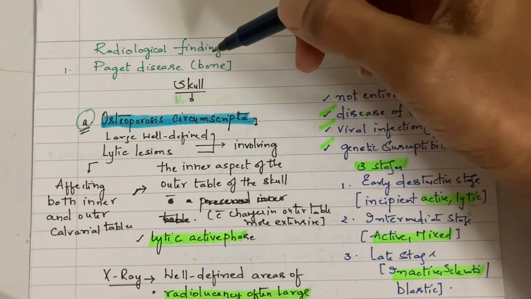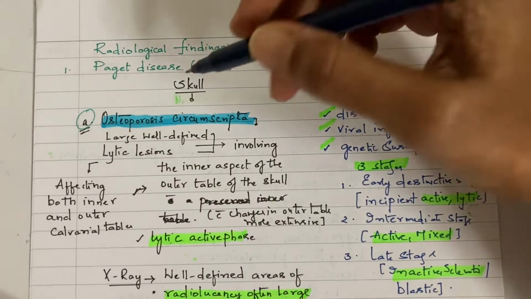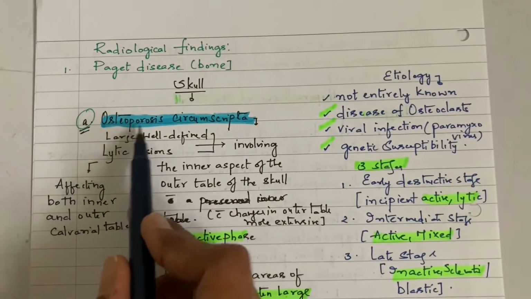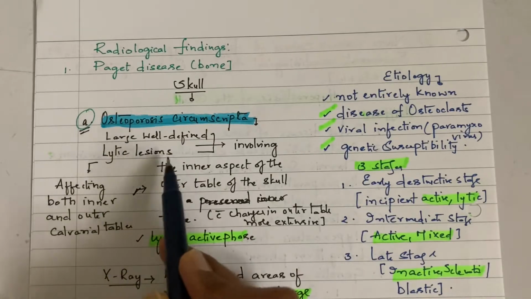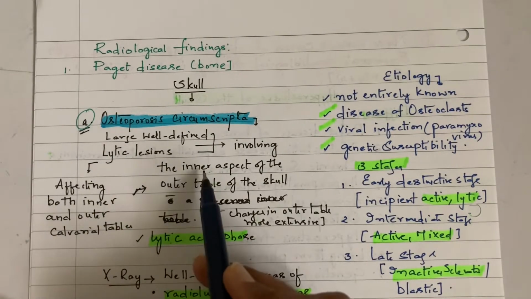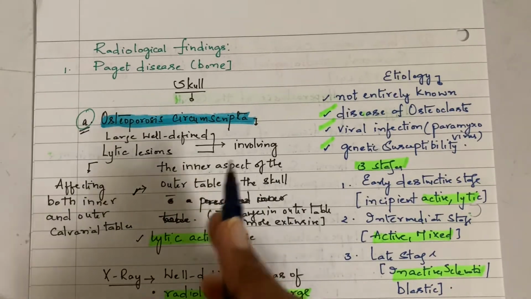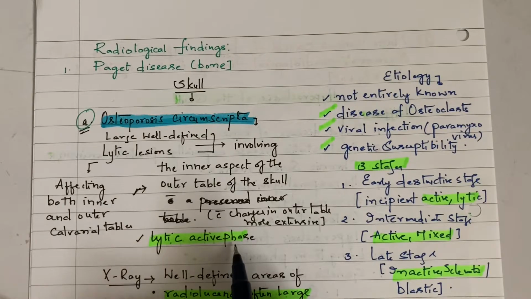So first we'll go into Paget's disease. Here only the radiological findings present within the skull are discussed. First finding is osteoporosis circumscripta. This is a large, well-defined lytic lesion. It commonly involves both inner and outer table, but the inner aspect of the outer table of the skull is most commonly involved. So it appears in the lytic and active phase of the disease.